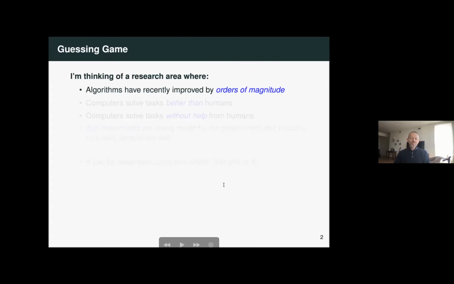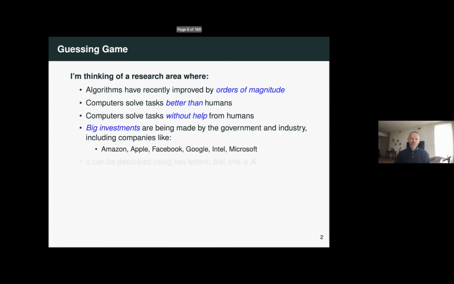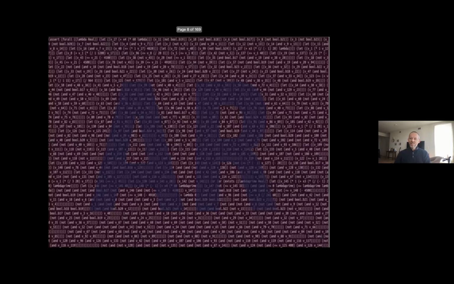Okay, so this is a fun little slide that I share with the new PhD students every year. I tell them I'm thinking of a research area where algorithms have recently improved by many orders of magnitude. The computers can solve problems better than humans. They can solve them without help from humans. There are big investments being made by the government and by big tech, and it can be described using two letters, and the first one is A. Okay, so what research area could this be? Well, of course, it's AR, automated reasoning. So I like to just remind them there are other exciting research areas besides AI.